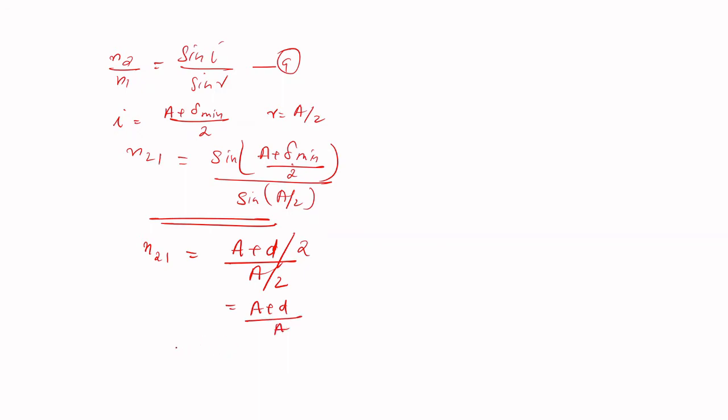So what is D? D is delta minimum, I'll write it here. So delta minimum we get after cross multiplication as (n21 minus 1) into A.